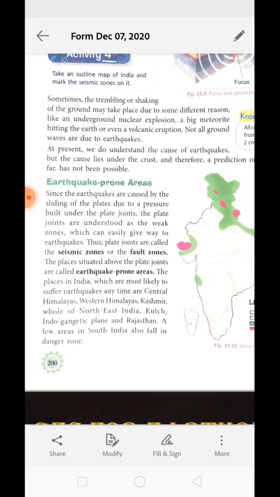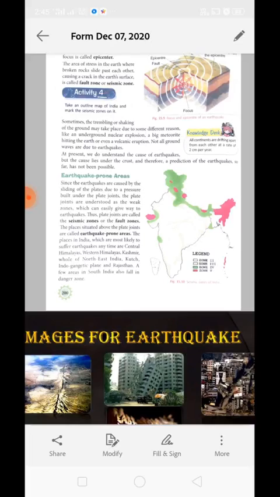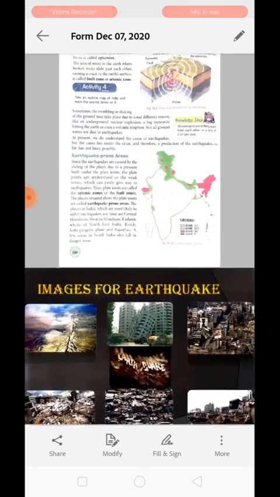Okay, some of the disastrous earthquakes that hit India recently are the 2001 Gujarat earthquake, which was with a magnitude of 7.6 to 7.7. Okay, the 2004 Indian Ocean earthquake was 9.1 to 9.3. Okay, and the 2005 Kashmir earthquake was 7.6, and the 2011 Sikkim earthquake was 6.9 on the Richter scale.